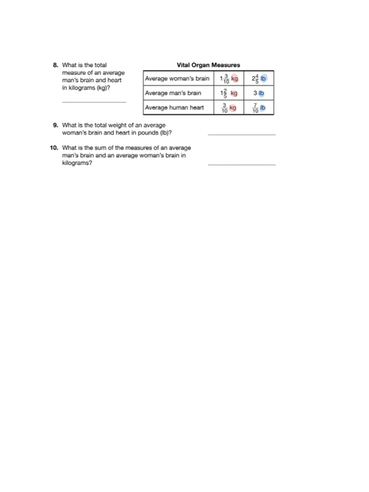Question 8 asks us to figure this out. What is the total measure of an average man's brain and heart in kilograms? So we know we're looking over here on this part of our chart. We're going to do 1 2/5 plus 3/10. We have 2 unlike fractions here. So our 1 whole number is just going to move over. 2/5 needs to be converted to 4/10.